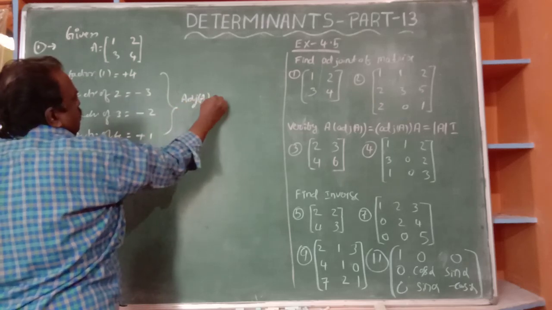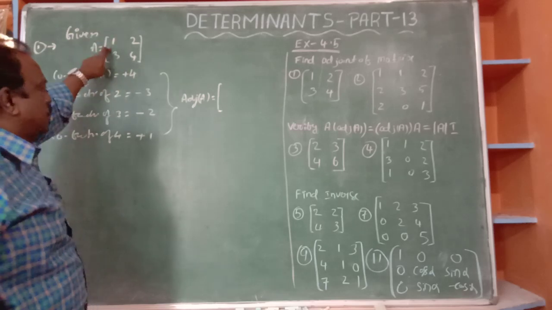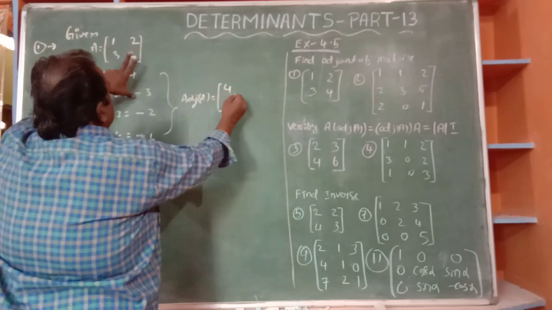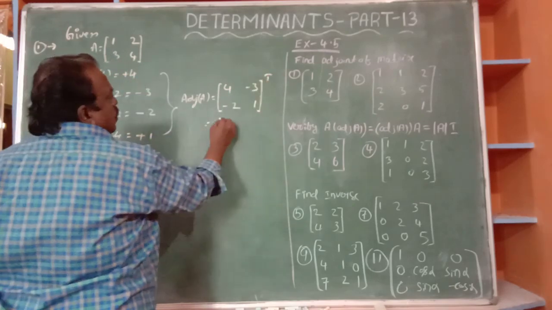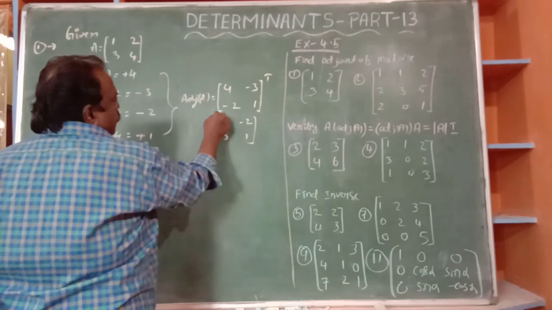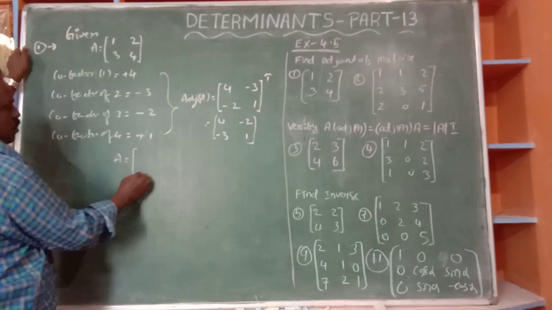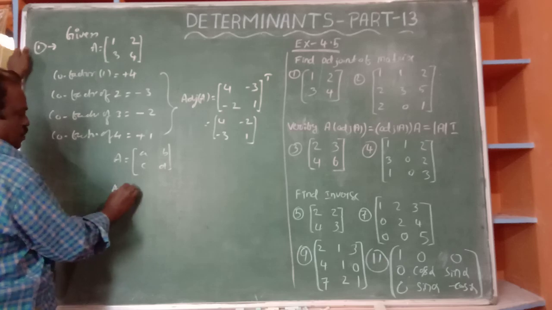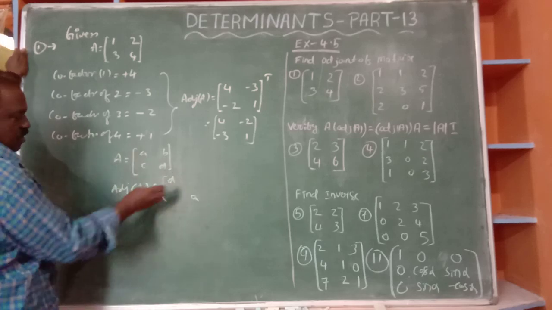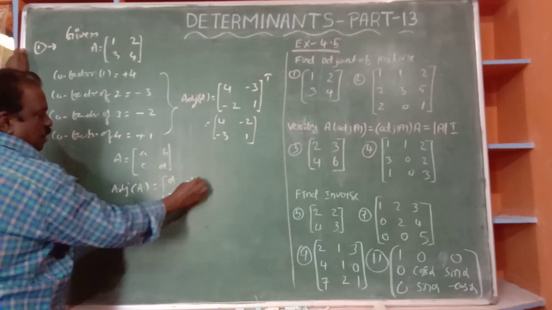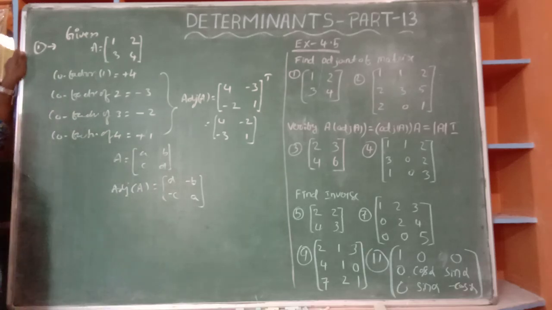Adjoint A is nothing but a matrix; after transposing, the elements are replaced by their corresponding cofactors. For 1 we get 4, for 2 we get minus 3, here minus 2, here it is 1, but transpose, don't forget. That is 4, minus 3, minus 2, 1. Simply, I will tell it, but in the exam we have to follow this method. Suppose A is the matrix a, b, c, d. Then adjoint A is nothing but the first diagonal elements interchanged, and in the second diagonal the same elements but negative. That is the adjoint.